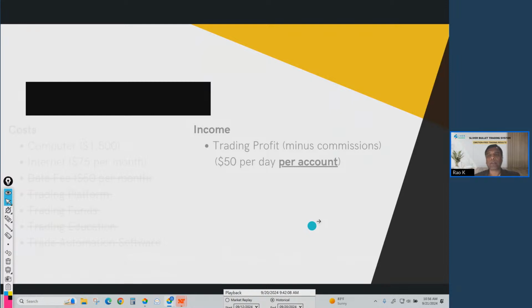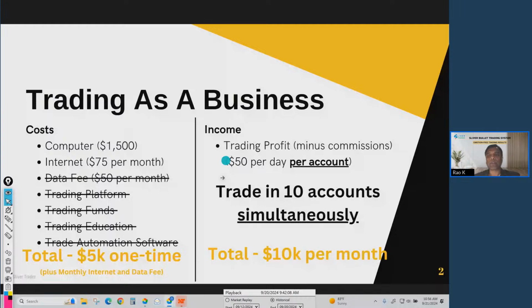Even if you consider $50 per day per account, but trade 10 accounts simultaneously, it's $10,000 per month. If you make $100 per day per account, it will be $20,000 per month or $240,000 per year. This is a possibility, and I have based this number on certain assumptions, hourly rate, as well as what I just showed you through the demo, that $2,200 was possible in a session with 2 contracts.